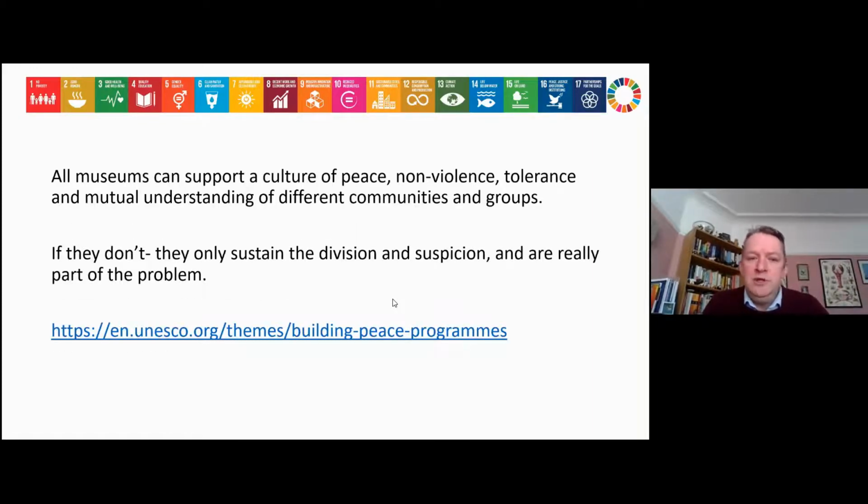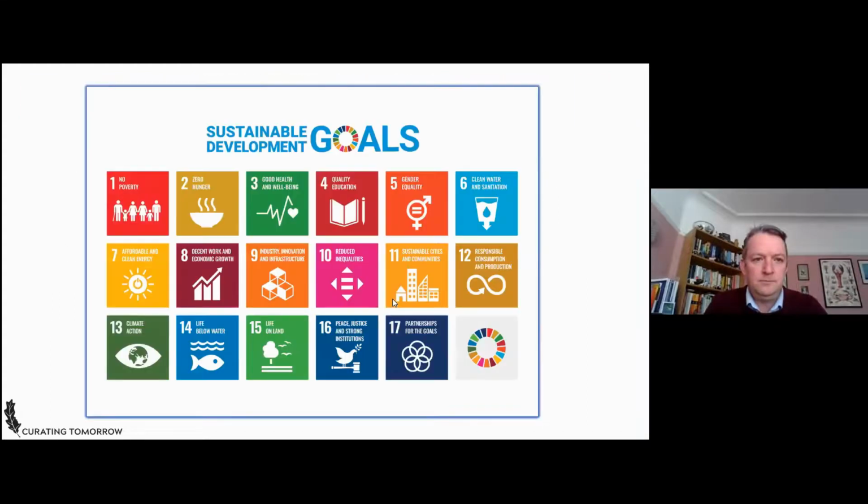So what I would say is that all museums can support a culture of peace, of non-violence, of tolerance and mutual understanding of different communities and groups. And if they don't, they're actually part of the problem. They only sustain the division and suspicion. We need to shift that. We just need to change it.